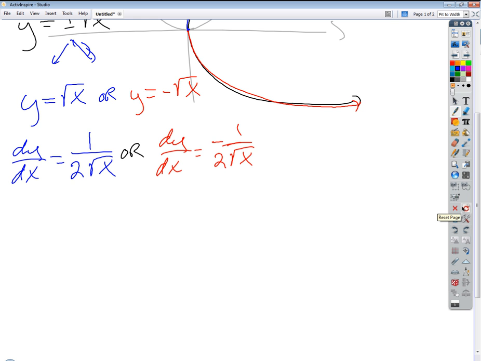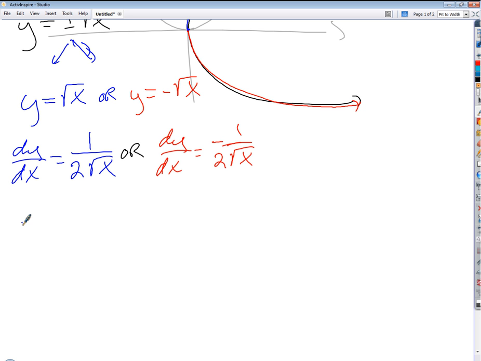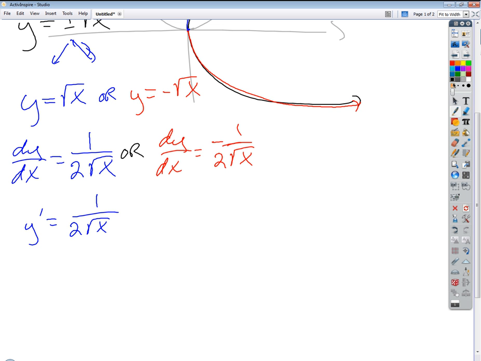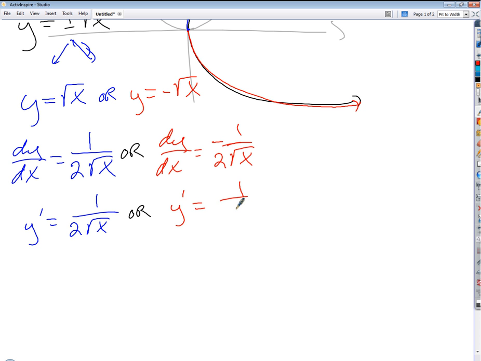I'm going to rewrite these very subtly. I'm going to rewrite dy dx as y prime, same thing, right? So this I'm going to rewrite as y prime equals 1 over 2 times the square root of x. And this one over here, I'm just going to group the negative sign a little differently. I'm going to write it as y prime equals 1 over 2 times minus the square root of x. Okay? What do we do?